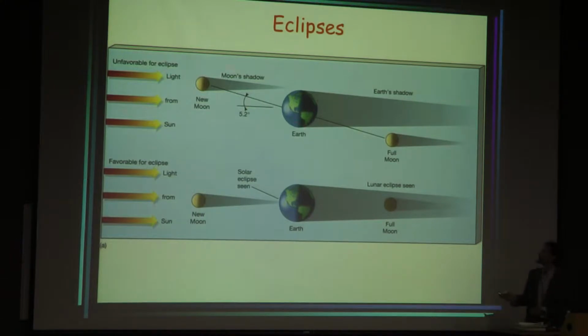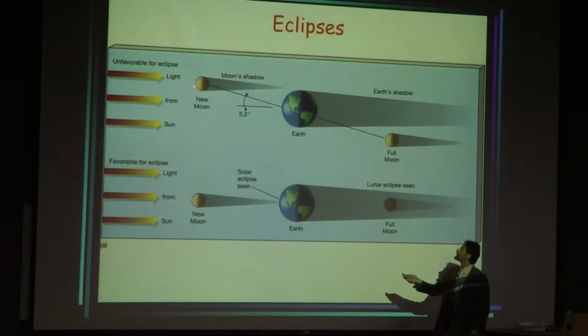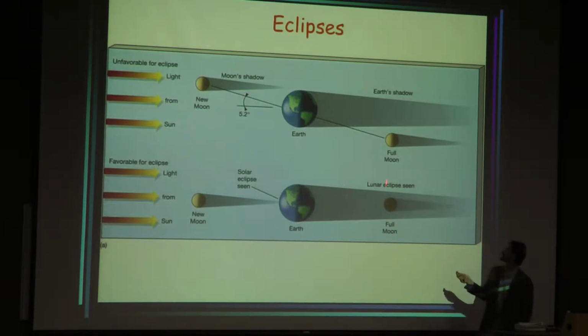So again, we have this tilt of the moon's orbital plane around the Earth, and this 5.2-degree tilt makes eclipses relatively rare. We get new moons and full moons every month, but we don't get eclipses every month because of the tilt. Without the tilt, we'd get a solar eclipse every time it's a new moon, and a lunar eclipse every time it's a full moon. It would look like this every single month. Eclipse, eclipse, eclipse.